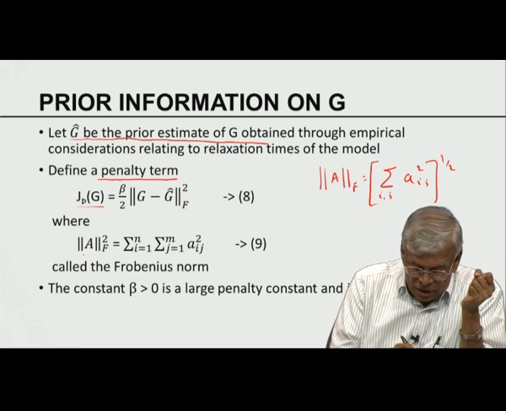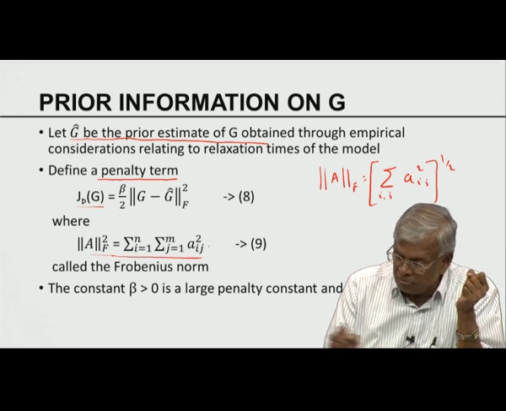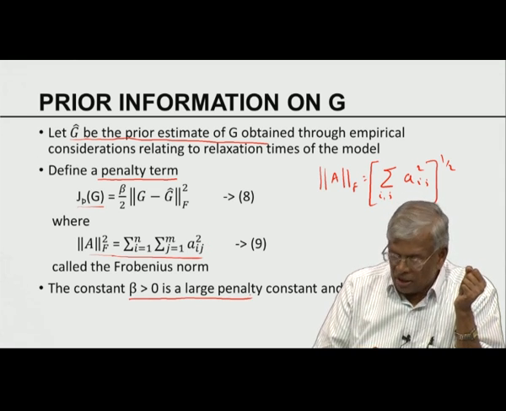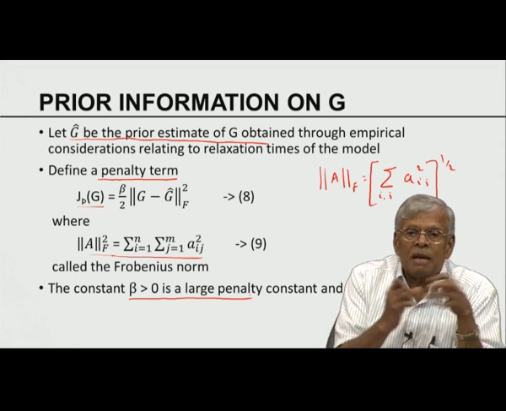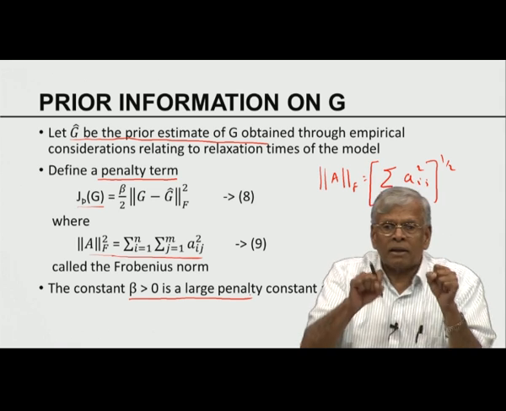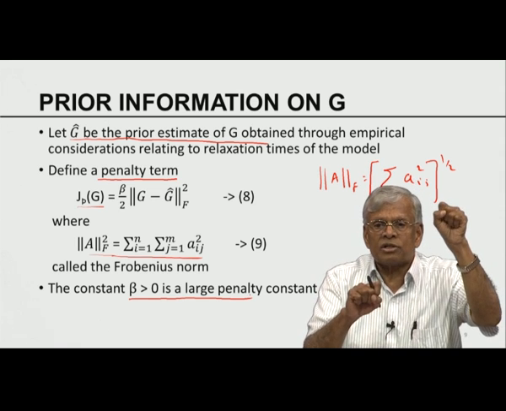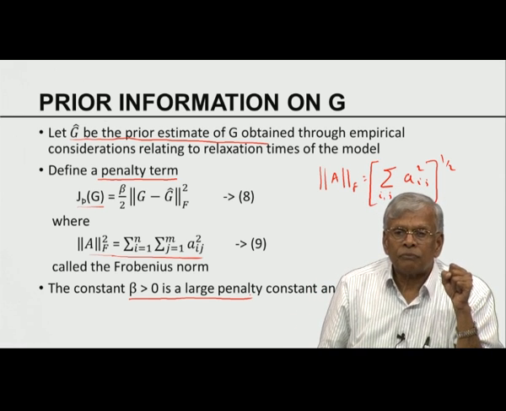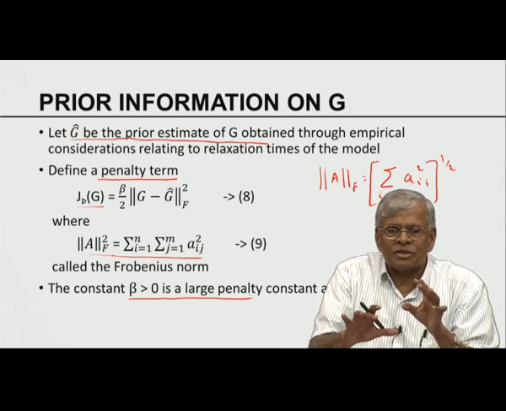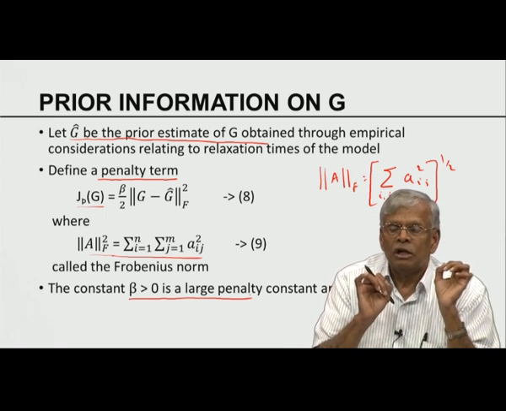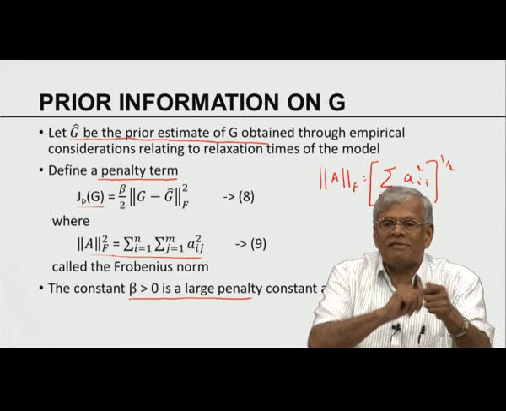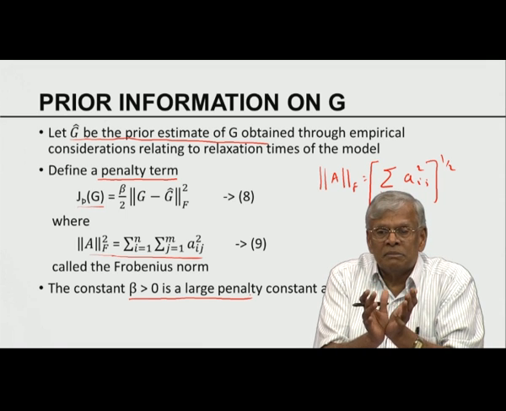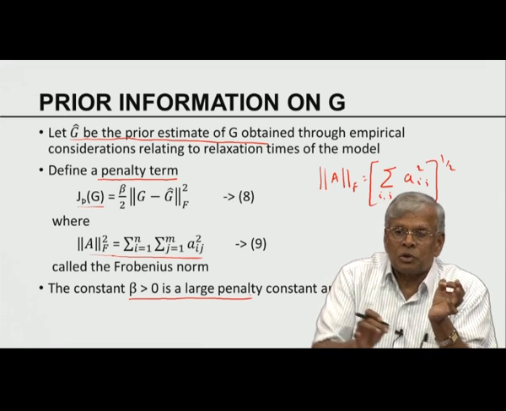So we have defined the Frobenius norm here. The constant beta is called the penalty parameter. If the constant beta is large, since I am going to minimize, the product has to be small. So if beta is large, G will be much closer to G hat. If beta is small, I am relaxing the distance between G and G hat. So by picking the value of beta, one can have a variety of different ranges of G with respect to G hat.